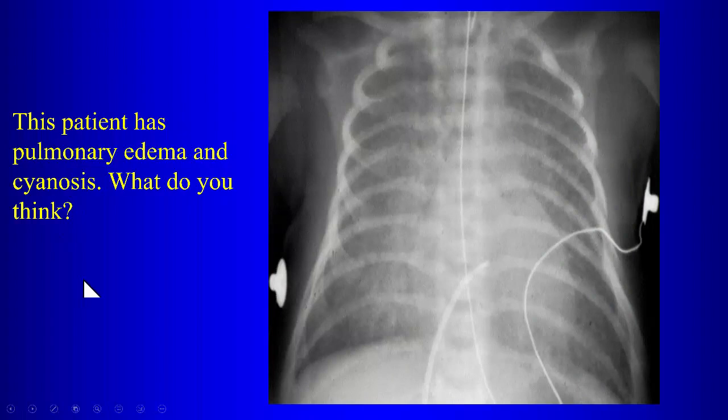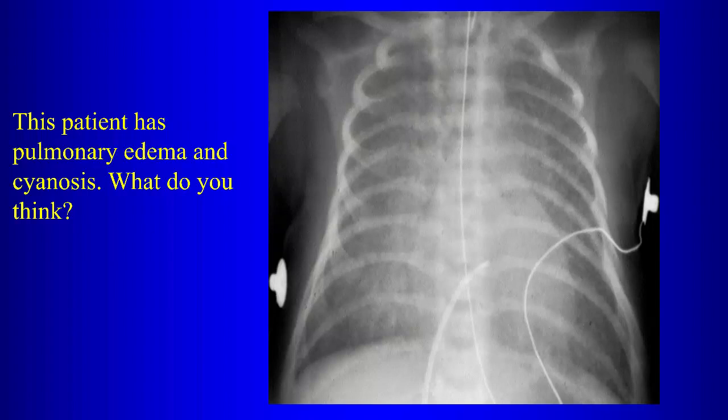What do you think of the heart size? Normal, right? It's not big. So when you see this, what are you supposed to think about as the cause? They really like this on the boards. They ask a lot of questions about this. Mitral stenosis? No. I told you the patient's cyanotic, right? Mitral stenosis is not going to give you cyanosis. So normal heart size, failure, cyanosis.